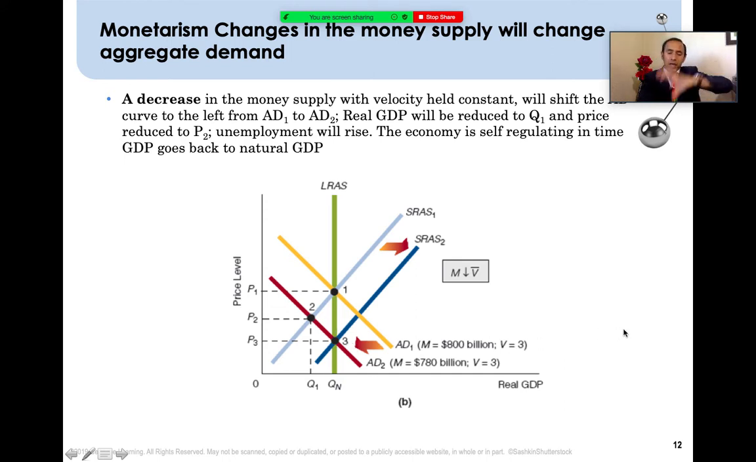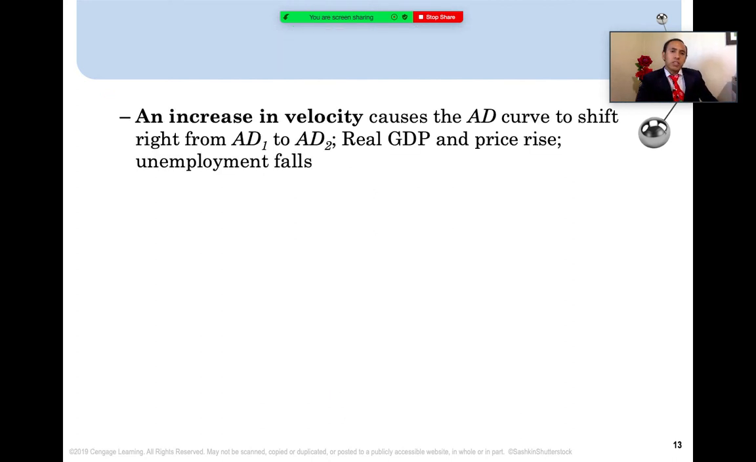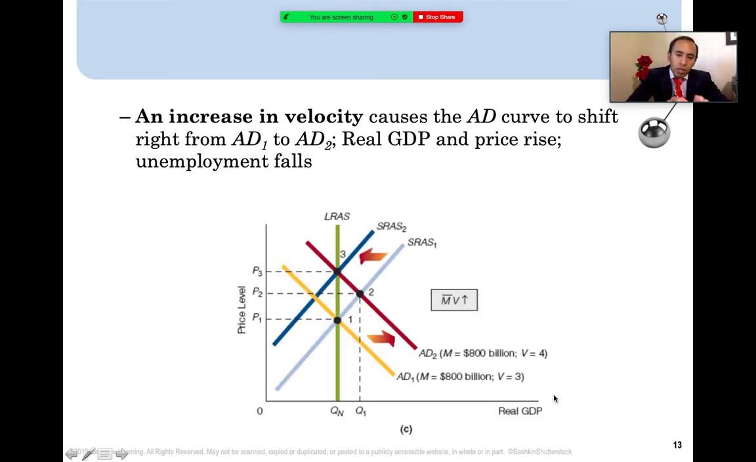Now let's take a look at velocity. What happens if velocity is the one that changes? Let's consider the monetarist perspective. Recall that the classicals believed that velocity was constant. Here the monetarists assume the velocity does increase. The monetarists see that an increase in velocity can create an increase in aggregate demand, and it will shift it to the right, and the level of GDP will also increase, and the unemployment will decline. So we have a similar model, but in this case, what's changing is the velocity of money.